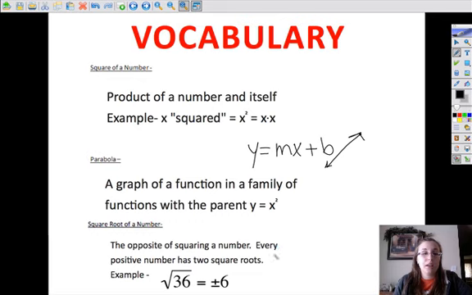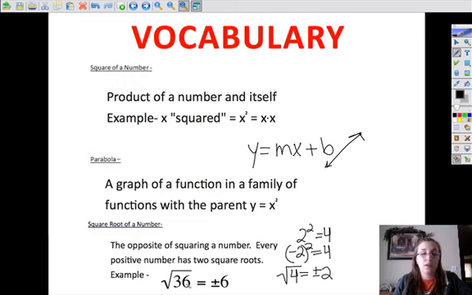So every positive number has 2 square roots, because if you go back to my example where I said that 2 squared was 4, as well as negative 2 squared is 4, that means that the square root of 4 could mean that I either took positive 2 or negative 2 squared to get it. So it's just kind of working backwards. Asking you for the square root of 4, it's really asking the question, what number squared equals 4? And that could be a positive 2 or a negative 2.